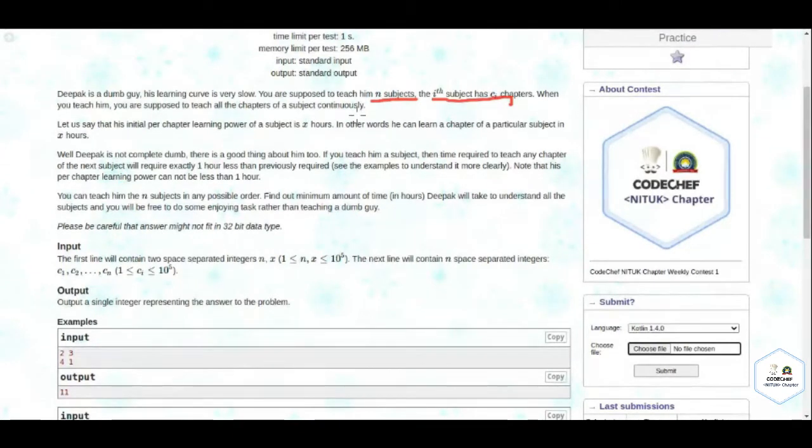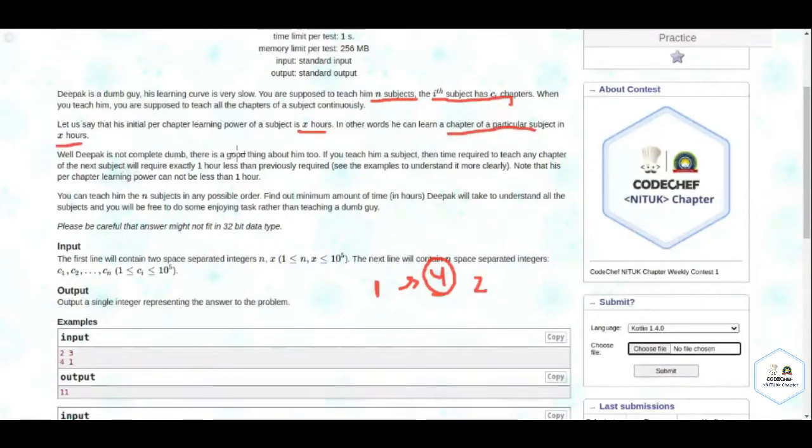What does this line mean? If I choose the first subject, and it has say 4 chapters, I will teach the 4 chapters continuously, and after that I will move to the second subject. His initial per chapter learning power is x hours. That means for every chapter he requires x hours.